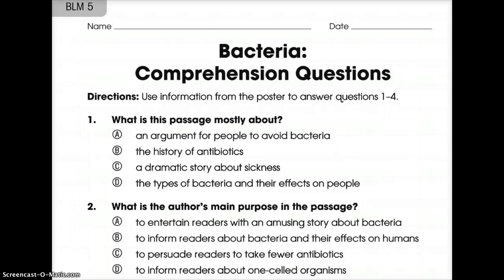Okay, so what is the author's main purpose in this passage? Is it A, to entertain readers with an amusing story about bacteria? Because whenever I think of bacteria, I think of fun right away. Or B, to inform readers about bacteria and their effects on humans? C, to persuade readers to take fewer antibiotics? Or D, to inform readers about one-celled organisms?